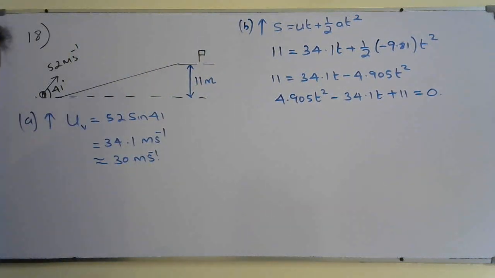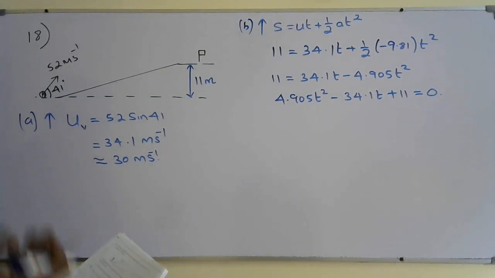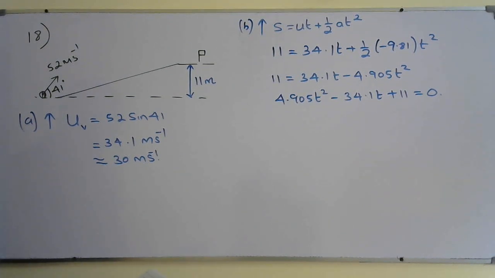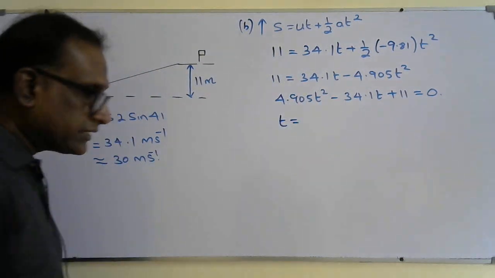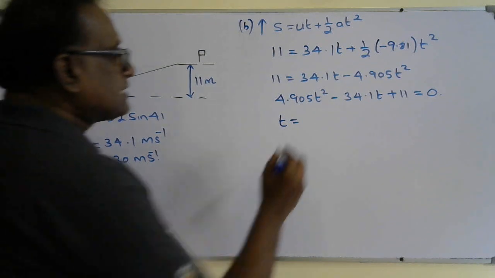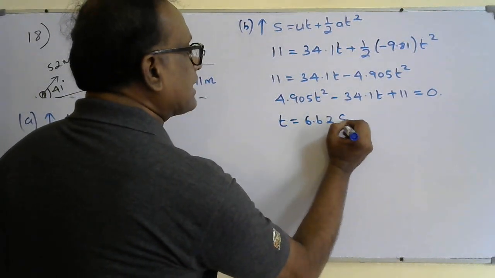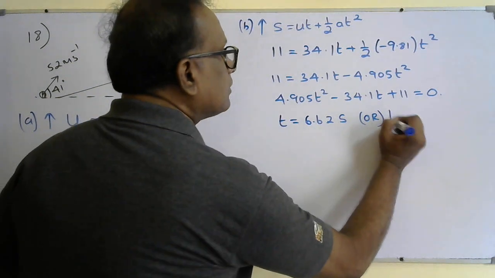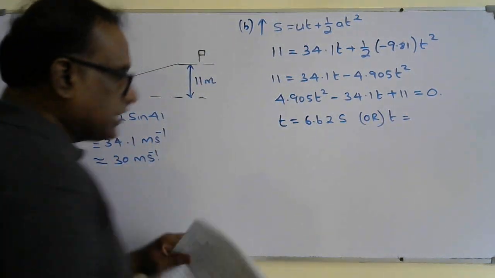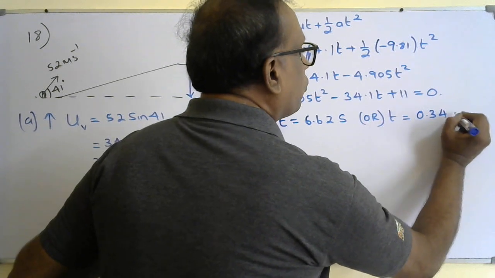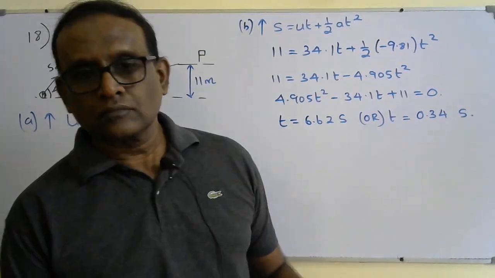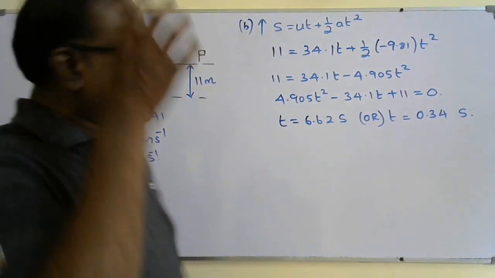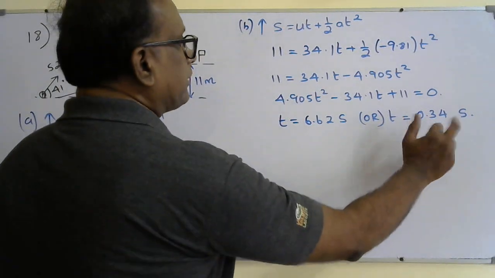Solve it using a calculator. Because it's a quadratic equation, you will get two answers for the time: t = 6.62 seconds or t = 0.34 seconds. These are the two answers. So here we are getting two different answers, 6.62 and 0.34.